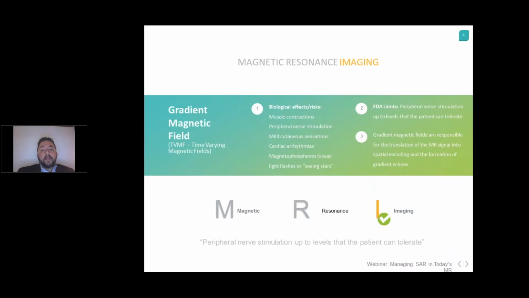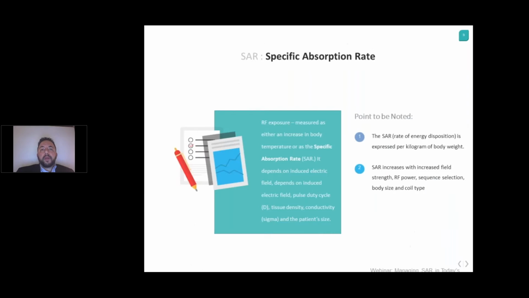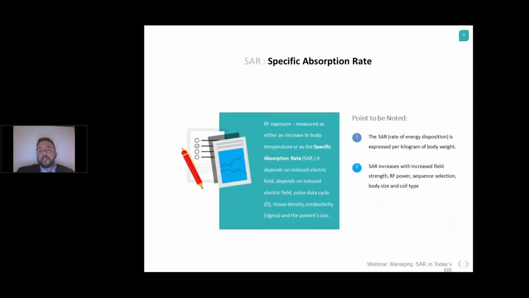They're responsible for the translation of that signal into spatial encoding, the formation of gradient echoes, the acquisition of our detail in the image acquired by the gradient magnetic fields. So again, FDA sets peripheral nerve stimulation up to levels that the patient can tolerate. So those are our 3 fields, but our primary vein of concentration for this broadcast is on the RF field.